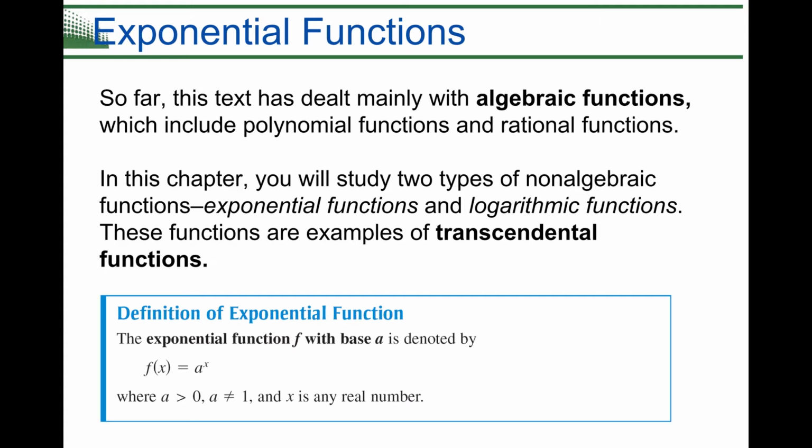So in this chapter, we're going to study two types of non-algebraic functions, specifically exponential and logarithmic functions. These functions are examples of transcendental functions, and so you can see the definition: the exponential function f with base a is denoted by f of x equal to a to the x. When we're talking about this, this is our base, and then this is our exponent, just to make sure you know what we're talking about when we say base. Where a is greater than 0, a doesn't equal 1, and x is any real number.